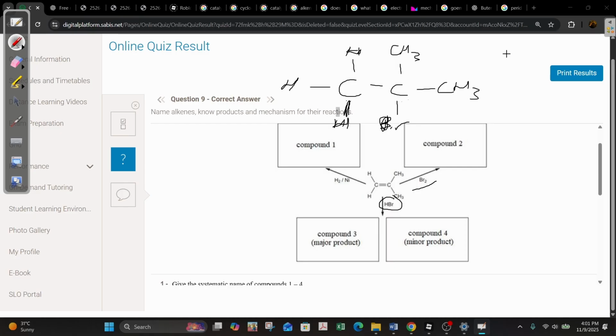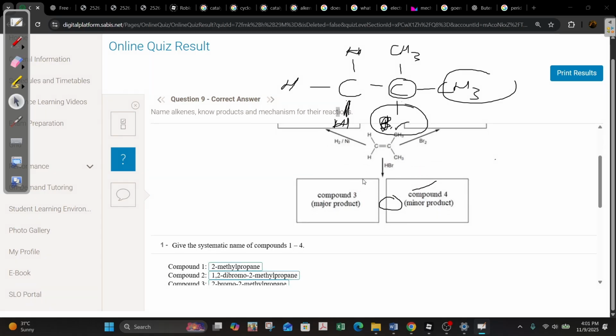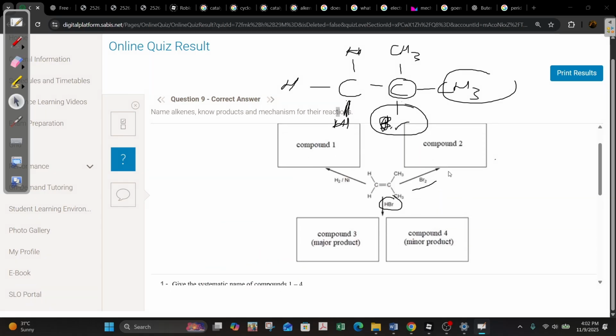Okay, so simple. Well, now you have to just name this compound. This is just gonna be propane. 2 bromo 2 methyl propane. On the second carbon there's a bromo and there's a methyl. So it's 2 bromo 2 methyl propane. Easy. And then for the minor product, you just switch them around.